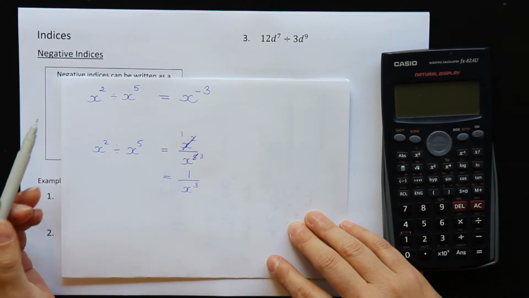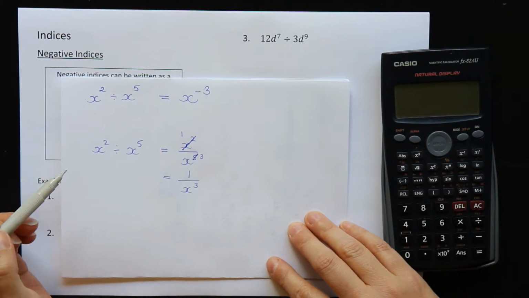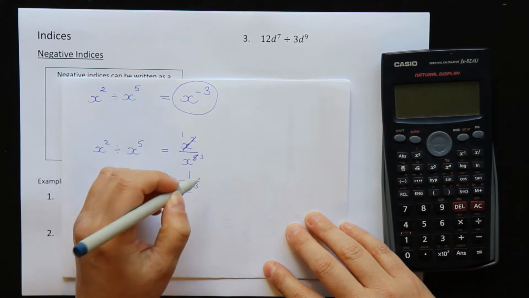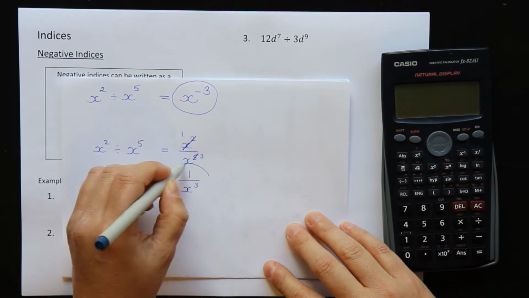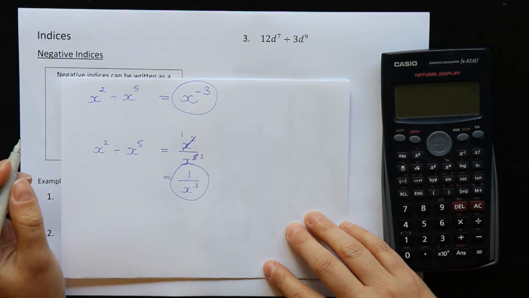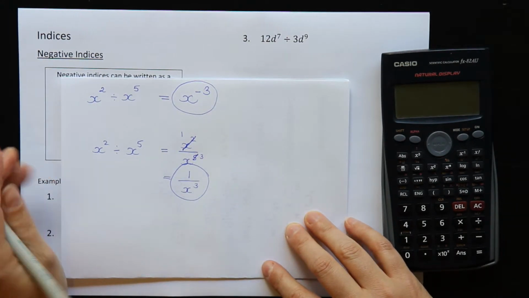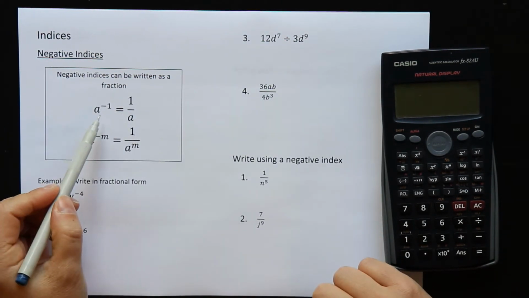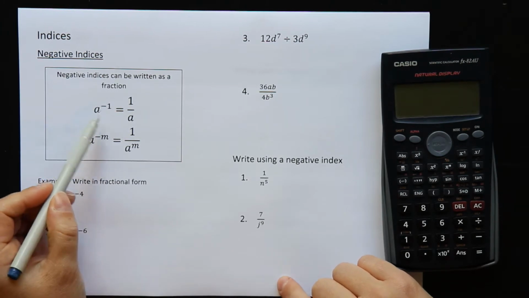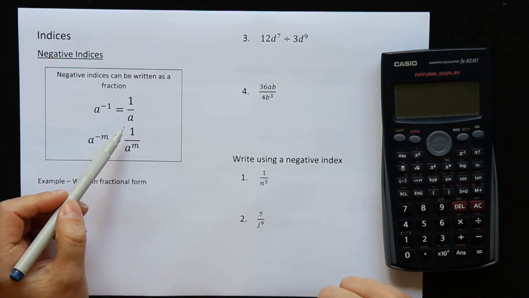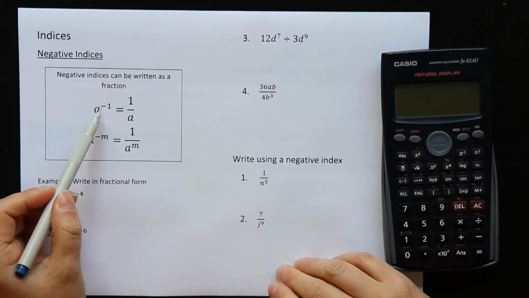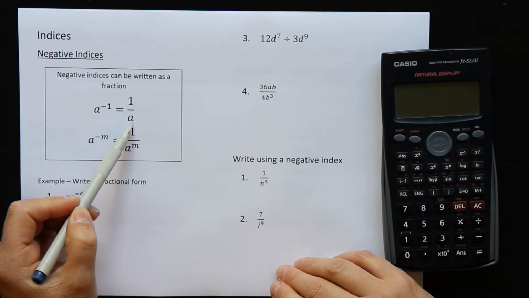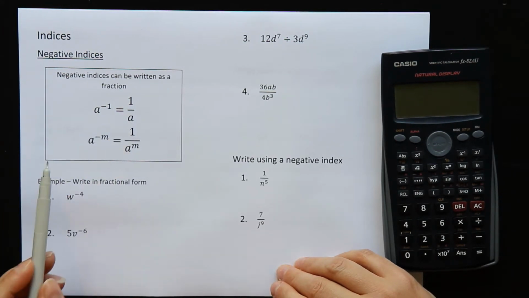Doing the question in those two different ways actually shows me that x to the power of negative 3 is the same as 1 over x cubed. And that's the rule that we're investigating today. If I have a negative power, we can write it in a different form. We can write it in a fraction. So if it's a power of negative 1, then it just becomes 1 over a. The a just moves to the bottom of the fraction.